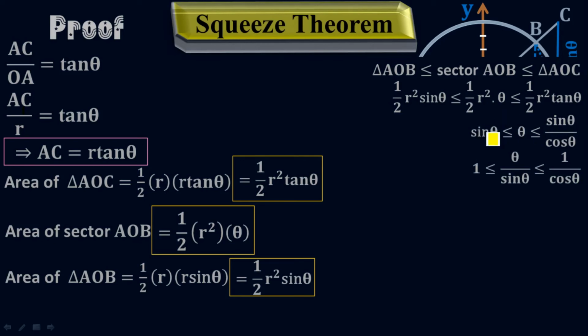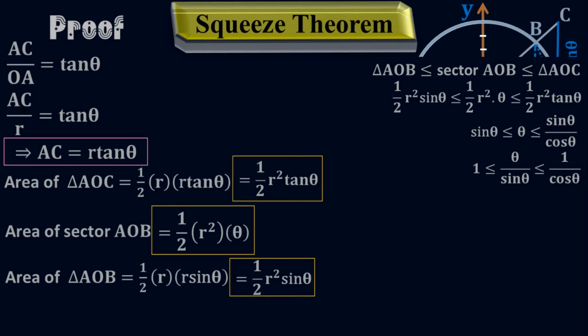Sine theta divided by sine theta will be 1, because sine theta goes with the sine theta. So I will have 1 on the left side. For the middle I will have theta over sine theta. Here I will have 1 over cos theta, because when I divide sine theta over cos theta by sine theta, the sine theta will cancel and I will be left only with 1 over cos theta.